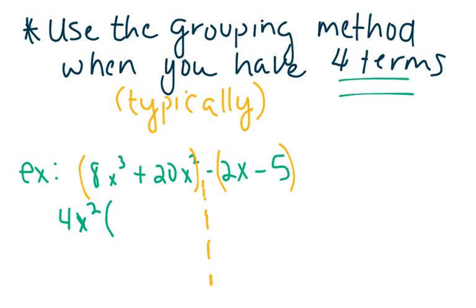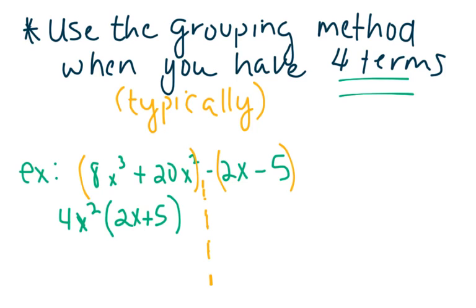Well, when I divide 8x cubed divided by 4x squared, 8 divided by 4 is 2, and x cubed divided by x squared is just an x. Remember our rules for exponents: when you're dividing, you're actually subtracting them. So 3 minus 2 is 1. Okay, we go to our second term. When I divide 20 divided by 4, I'm going to have a 5. And x squared divided by itself is just 1. So I'm left with a 2x minus 5.